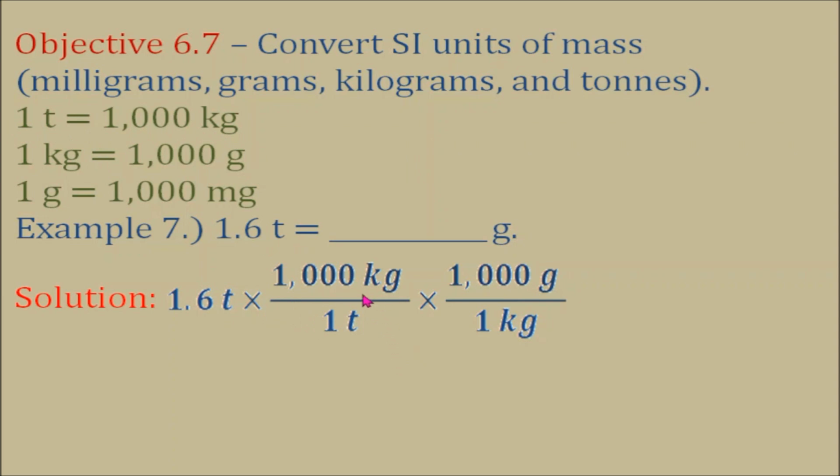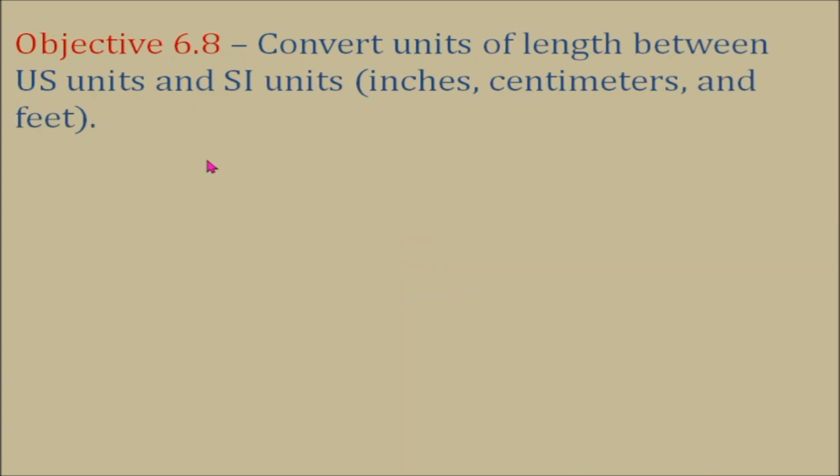Again, we are going to convert kilograms to grams, so multiplying it by a conversion factor where kilogram is shown on the denominator. So that's times 1,000 grams over 1 kilogram. So this ton cancels out, and also this kilogram cancels out. So 1.6 times 1,000 times 1,000 grams equals 1,600,000 grams.